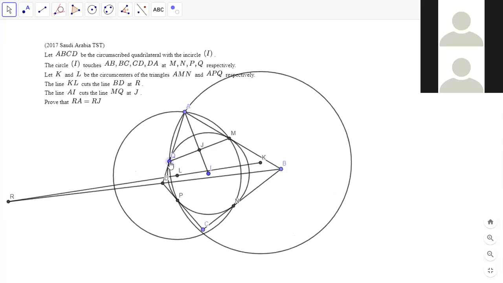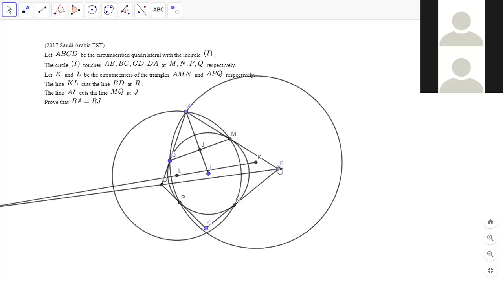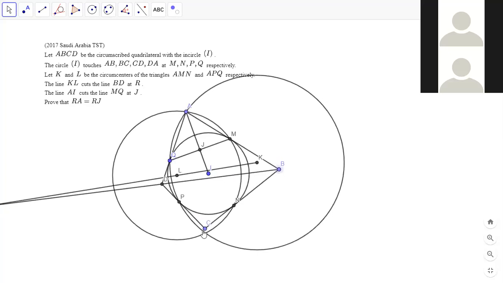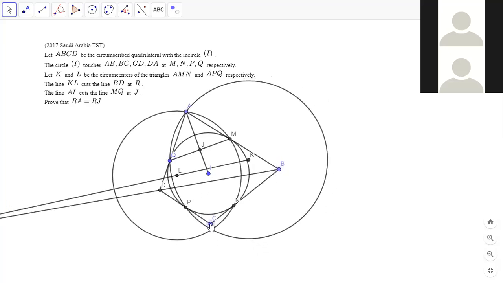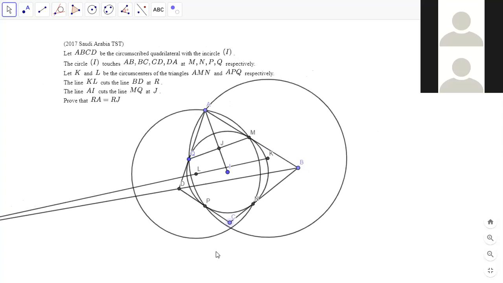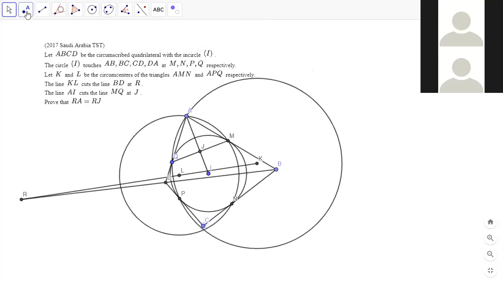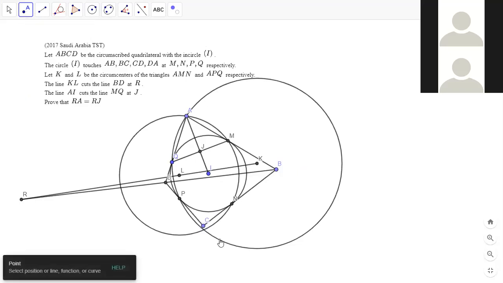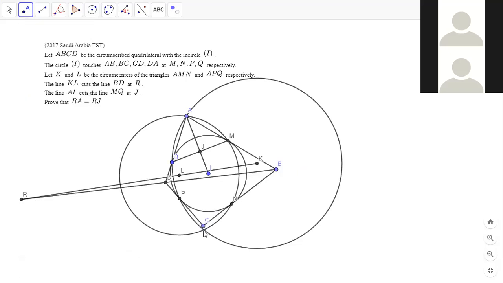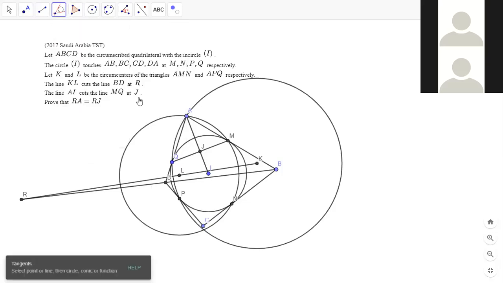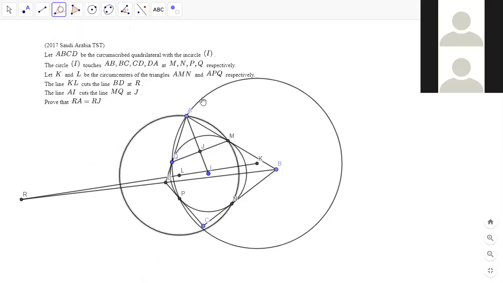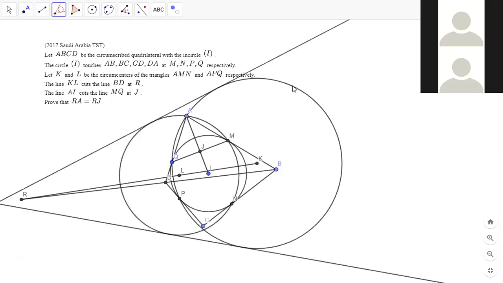Let me see if I can make C a little bit further away. Can you check if R is like the center of homothety among the two circles? Oh, that's a good point. I'm gonna check that in just a second. This is kind of close to C, but I'm just gonna label the point anyways. And then let's, I don't know why. There we go. No, R is not the center of homothety.